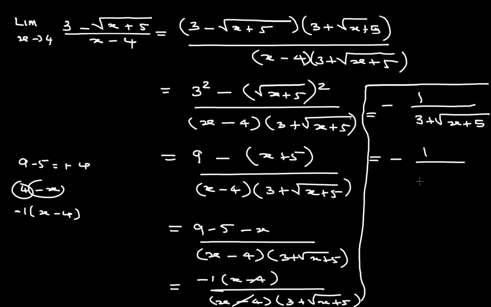What happens here is that we're going to have 3. And then there we're going to have 9. Okay, 4 plus 5 is 9. So square root of 9, we're going to have minus 1 over 3 plus 3. So this is going to be minus 1 over 6. Okay, so that will be our limit.